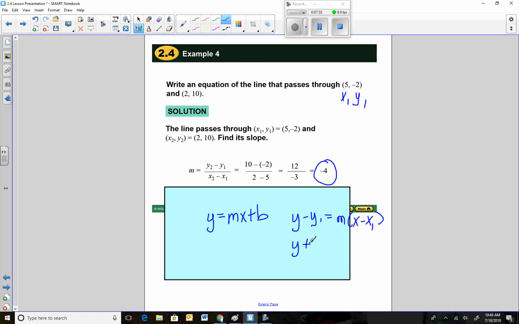y minus negative 2 makes it y plus 2. Your slope was negative 4. You did rise over run to figure out the slope. If you forgot how to do that, let me know. And then we have x minus the x1 value of 5.